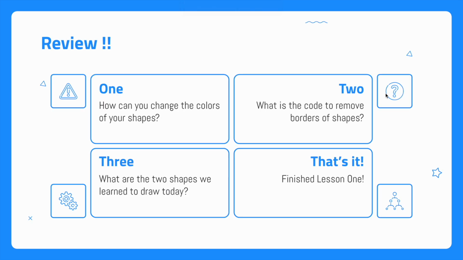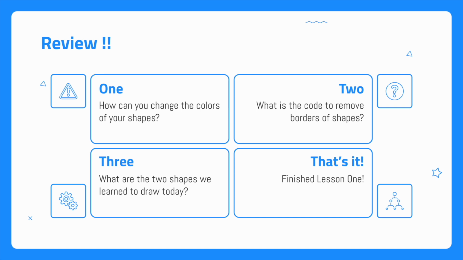Now we'll be doing some review. So the first question, how can you change the colors of your shapes? So you can go ahead and pause the video, think about it, and resume the video when you have your answer. You can change the colors of your shapes by using the fill function and putting red, green, and blue values into the function.